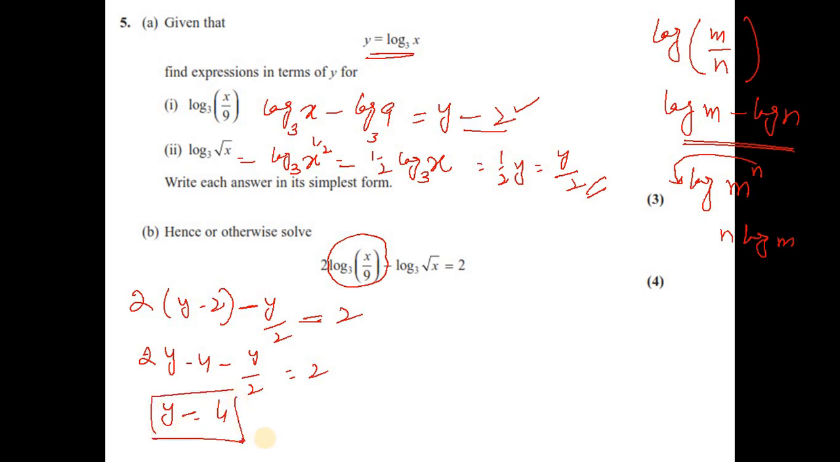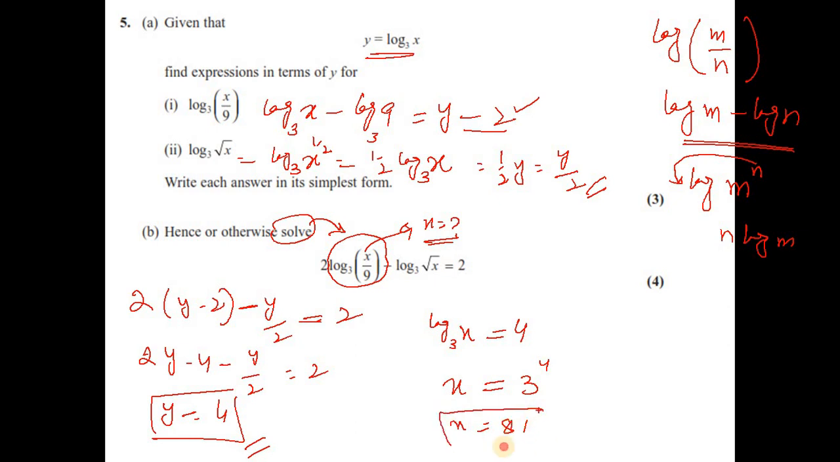This is the value of y. But again, remember, this is not your final answer, because they are saying you need to solve this equation, and this equation involves x. So you need to figure out the value of x at the end. That would be your final answer. But we found the value of y. And how do we figure out the value of x? Because y is equal to log base 3 of x. That means log base 3 of x is equal to 4. And if you take the anti-log of base 3 to find x, then x would be equal to 3 to the power 4, and then x is equal to 81. This is your final answer.